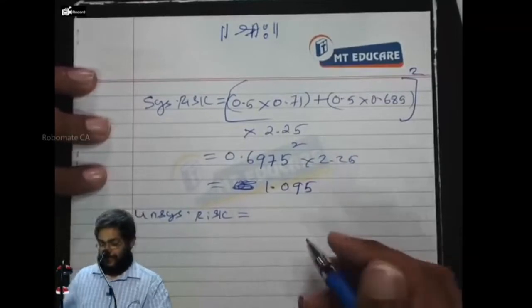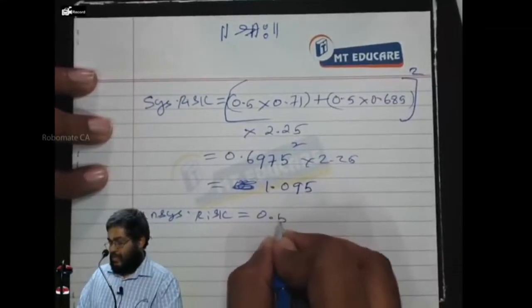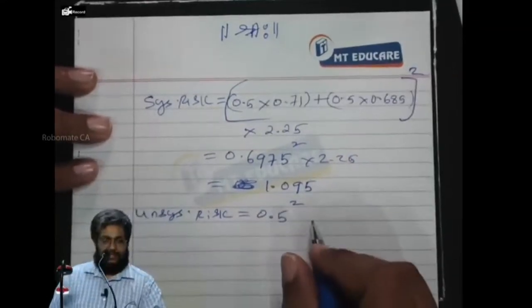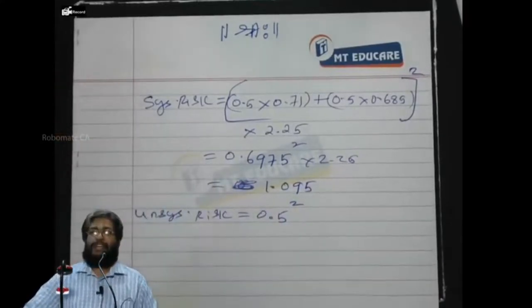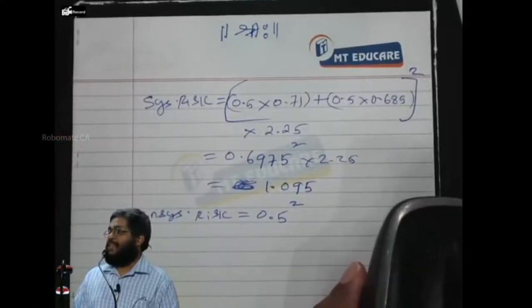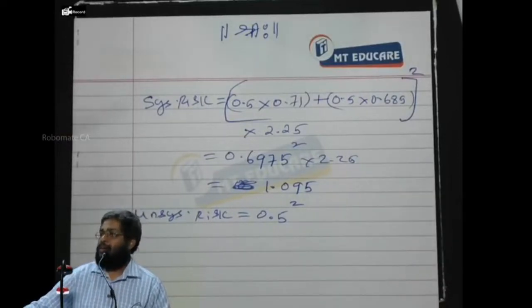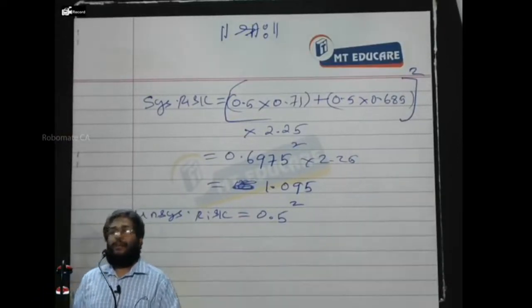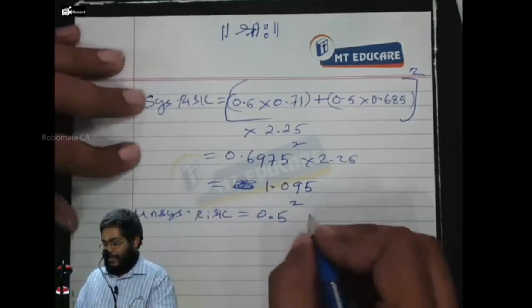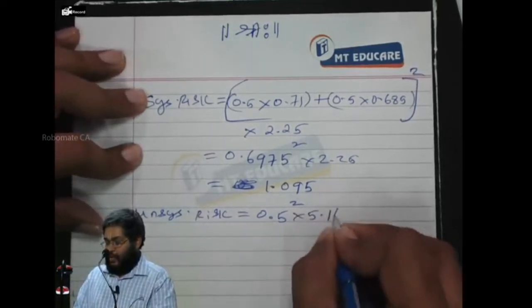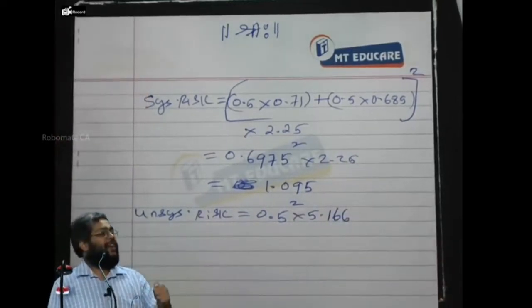Unsystematic risk. 0.5 squared, Wx squared into the unsystematic risk. You found out the unsystematic risk of security X earlier, no? How much is it going to be? 5.166. So 0.5 squared into what? 5.166. Where did you get this 5.166?